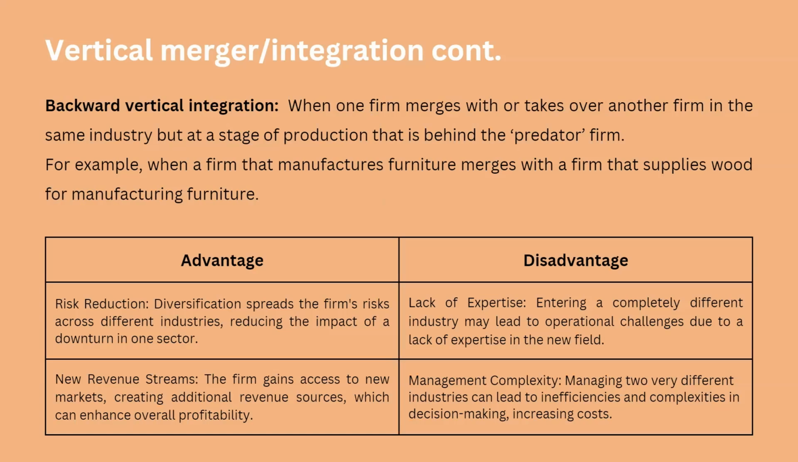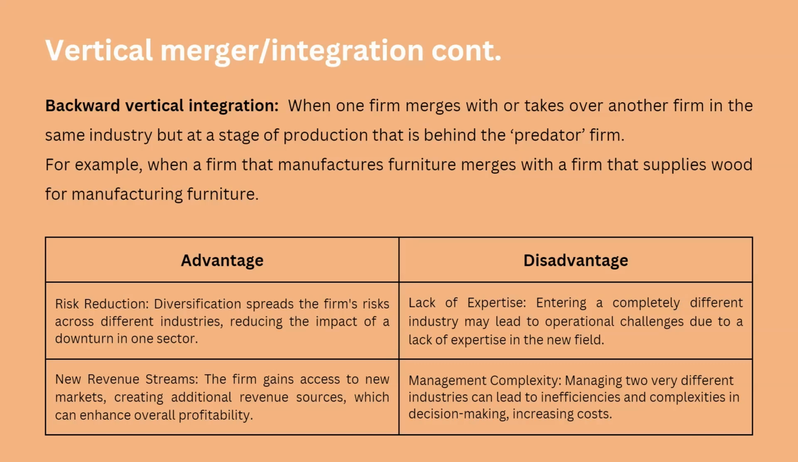So the backward integration is in a way that before making the furniture, we are going to the raw material stage. First is the raw material stage and then is the manufacturing stage. So when a furniture company is merging with the company at the raw material stage, it is merging itself with the company that's one step behind what they're doing. So that's why it's called backward vertical integration.